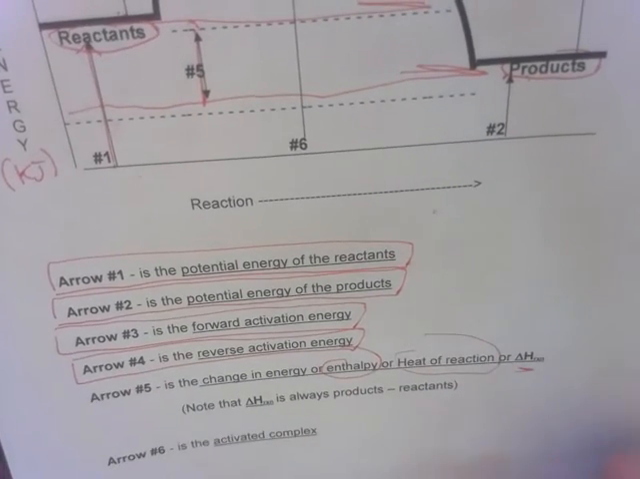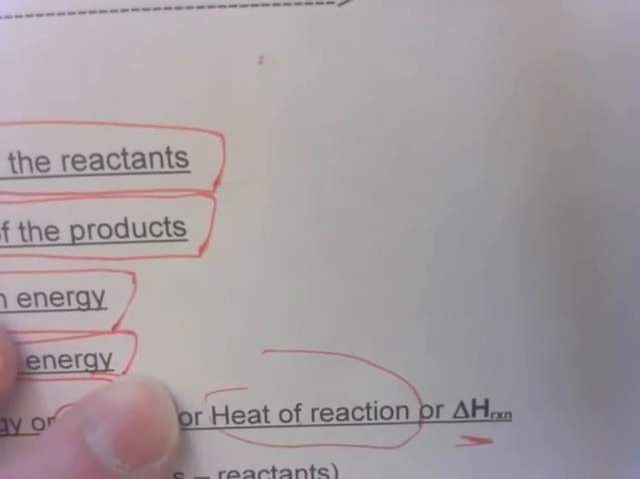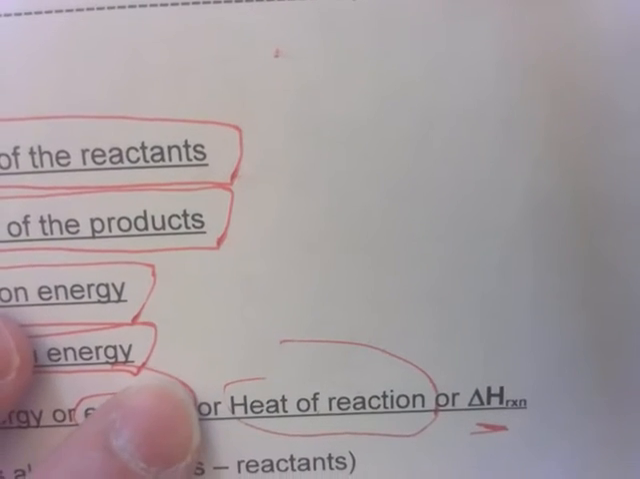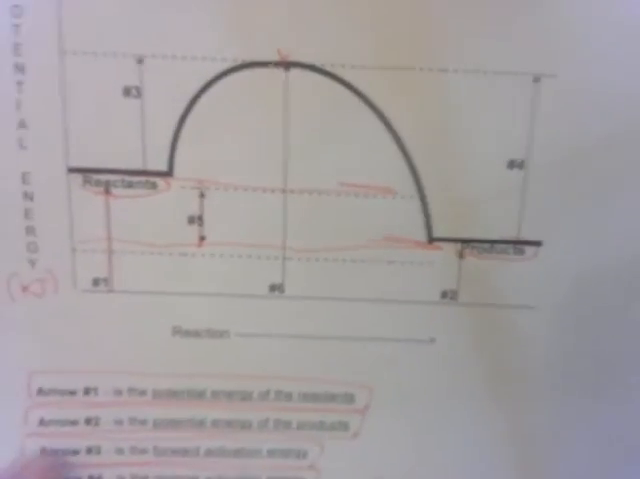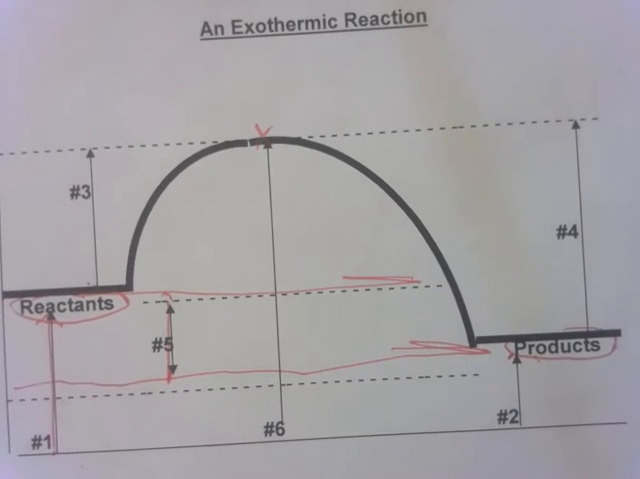You might also notice they have a little symbol right after delta H. I'm going to bring that up close. Delta H RXN. RXN is shorthand for reaction. So delta H is heat of reaction. So you can call it heat of reaction or delta H or enthalpy, whatever you like. They all mean the same thing.